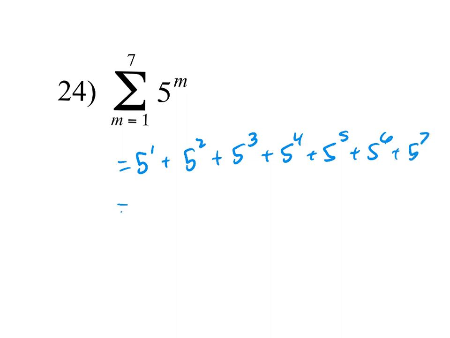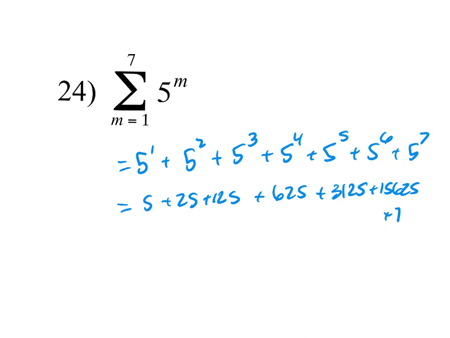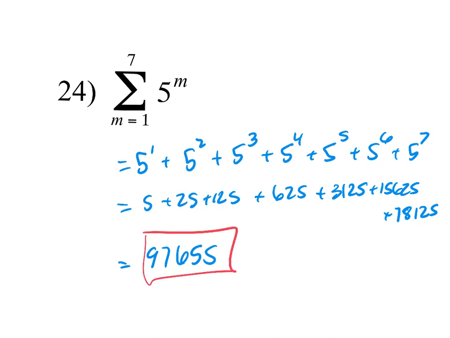And when you do that, I mean, I can write out what they are. This is 5 plus 25 plus 125 plus 625 plus 3,125 plus 15,625. I don't know these by heart. I already had them calculated. Plus 78,125. And then, you hit equals on your calculator. This works out to be 97,655. So every once in a while, you're still going to have to do it the old-fashioned way, right? But when you can, I want you to take advantage of our properties.